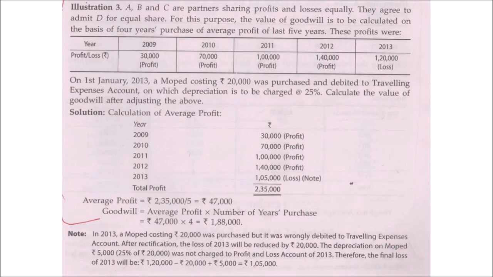Now you have to find out the average profit. 5 years are there. So total profit divided by 5. 2,35,000 divided by 5 is equal to rupees 47,000. Goodwill is equal to average profit multiplied by number of years purchase. Here in the question, number of years purchase is given as 4. So 47,000 multiplied by 4 is equal to rupees 1,88,000. That is the amount of goodwill. Thank you.